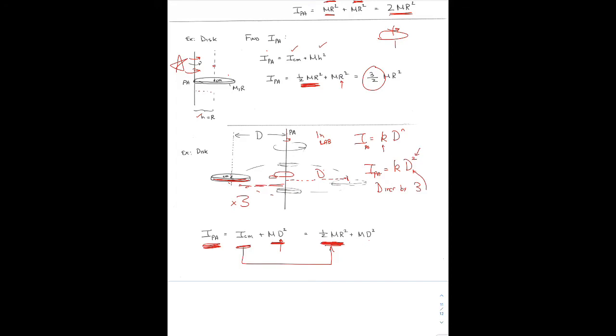So we'll actually see that in lab. If you rotate the disk about some axis at distance d, and I triple that distance d, so d increases by a factor of 3, we'll see in lab that the moment of inertia increases by a factor of 9. So the parallel axis theorem is a really powerful tool.